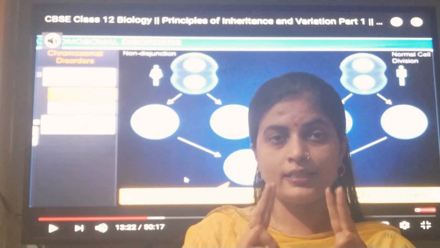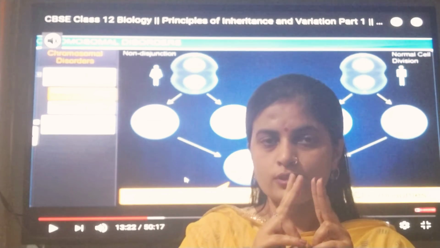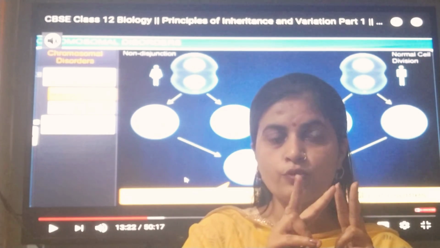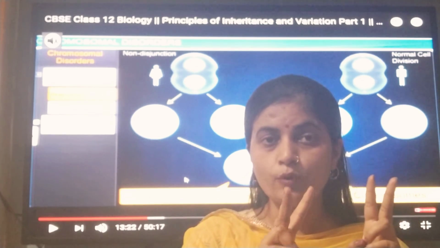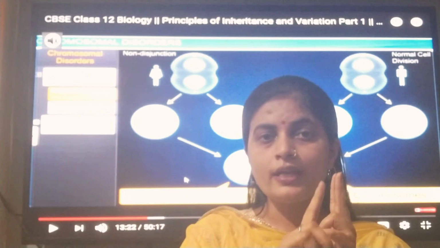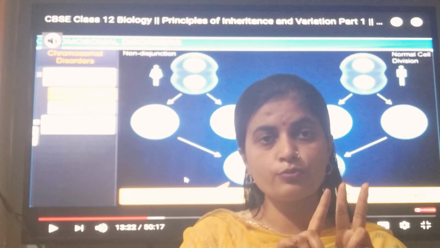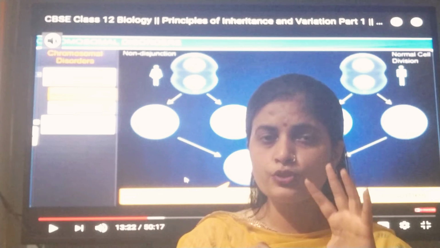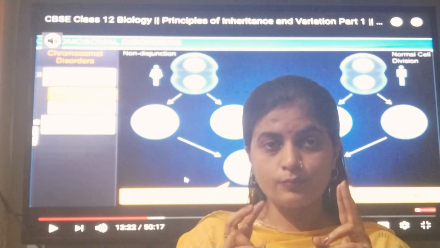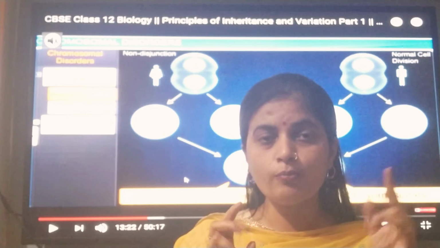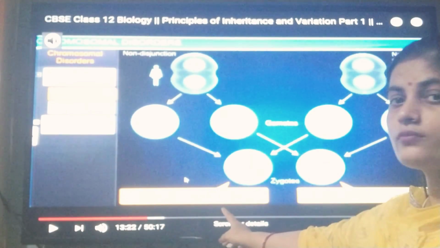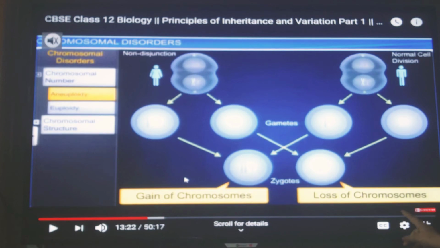Now what will happen at that time? Despite getting separated, suppose two were to go to one pole and two to the other pole. But in this case, one has moved to one side pole, while the other three have moved to the other pole. How many chromosomes do we have on one side? 3. While on the other side, only one chromosome. That means out of one pair only one was meant to go, but here one more has gone. So on one side a gain of chromosome has occurred, while on the other side a loss of chromosome has occurred during cell division.